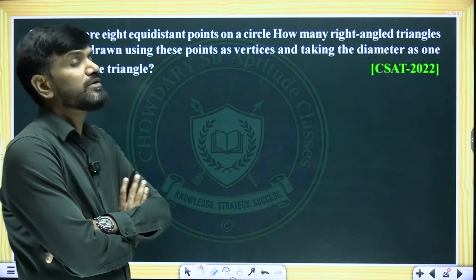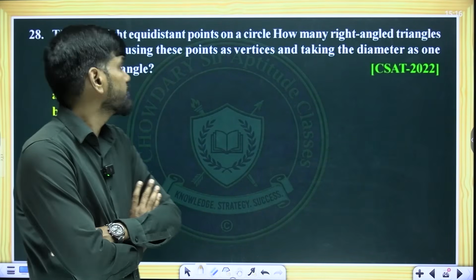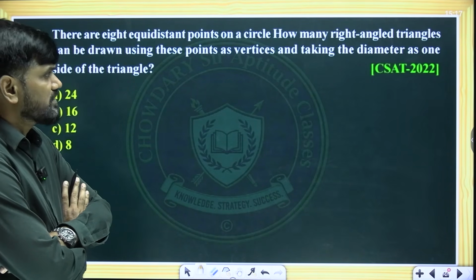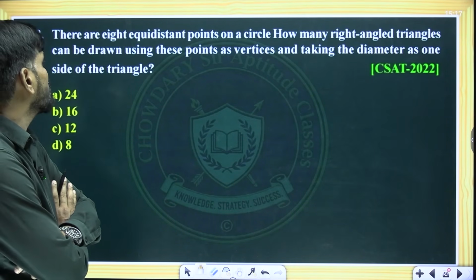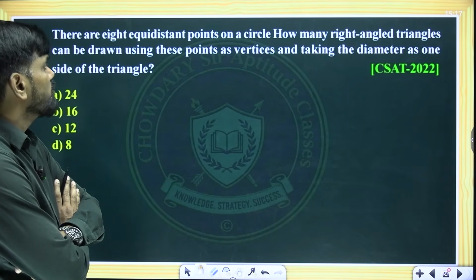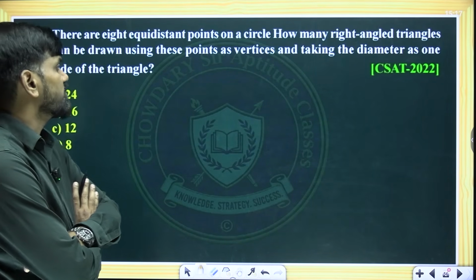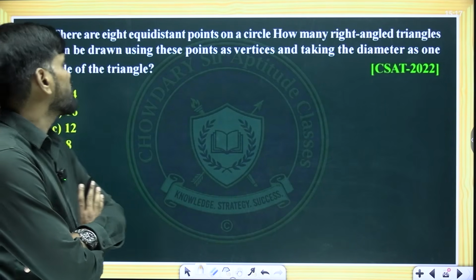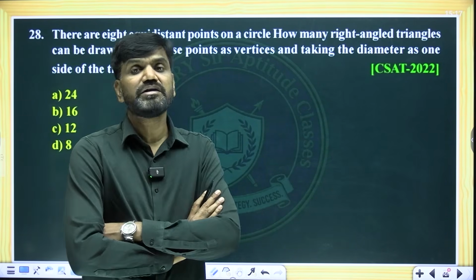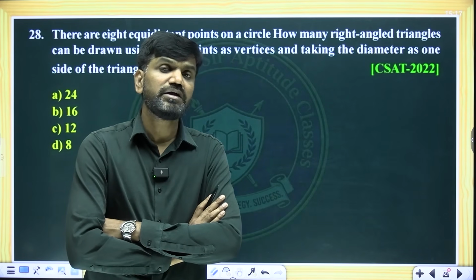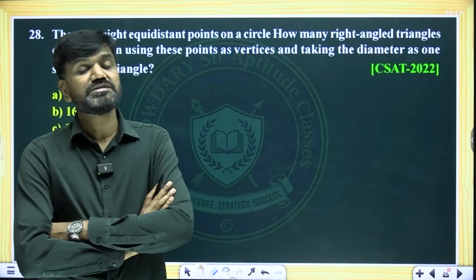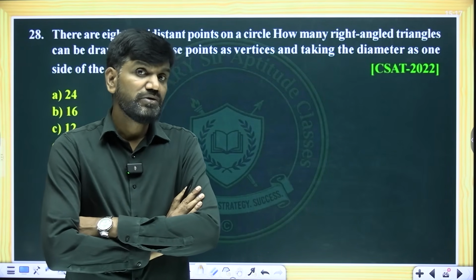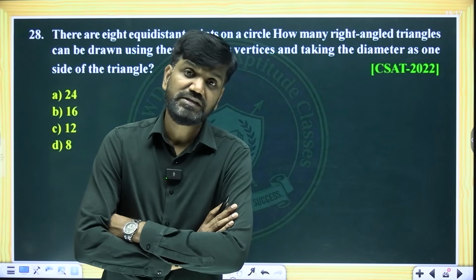Next, problem number 28. There are 8 equidistant points on a circle. How many right-angled triangles can be drawn using these points as vertices and taking the diameter as one of the sides of the triangle? So here there are 8 points on a circle which are equidistant from each other. By joining them, how many triangles can be formed?